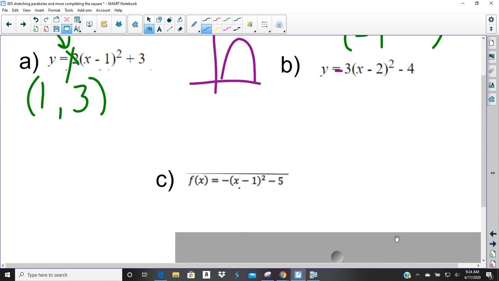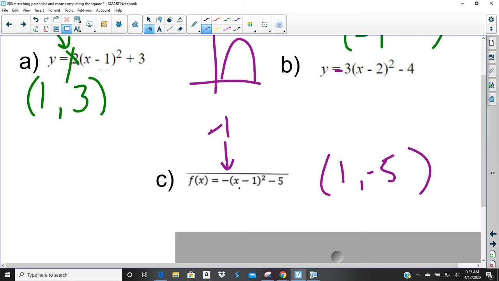So this one, this graph, we're asking for the vertex. The vertex is going to be the same thing. Don't worry about this negative because that's really -1, right? The -1 in here is not needed. I don't have to worry about it right now. So we're going to be left with x is the -1 and then the -5. So we're left with the vertex being 1 comma -5.